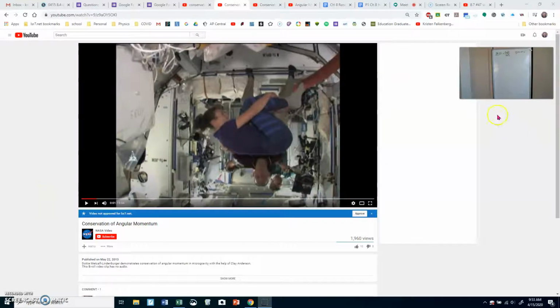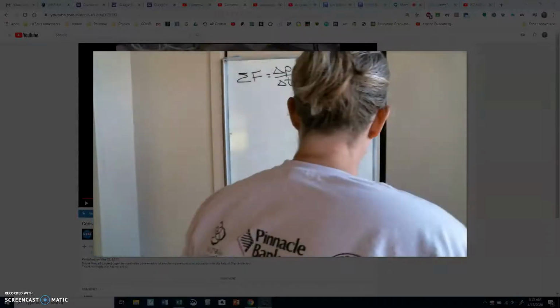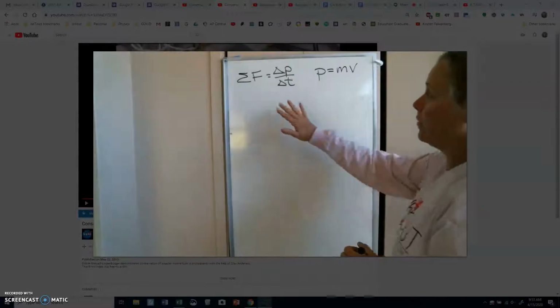Hey everybody, getting into angular momentum and its conservation. So let's just recall a little bit about momentum. That was that lovely letter P. I think there might be one more item here that we should write out.